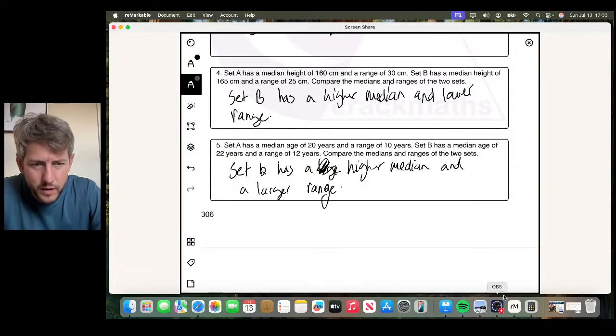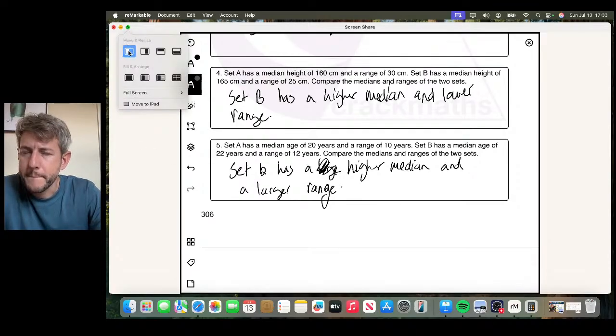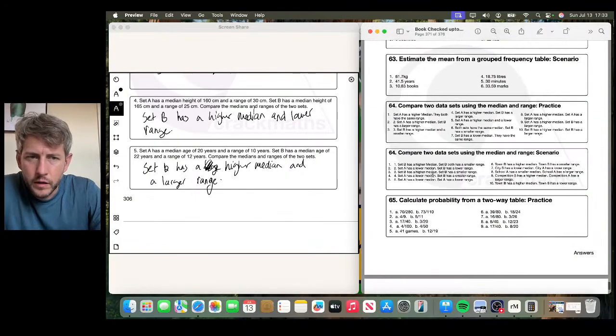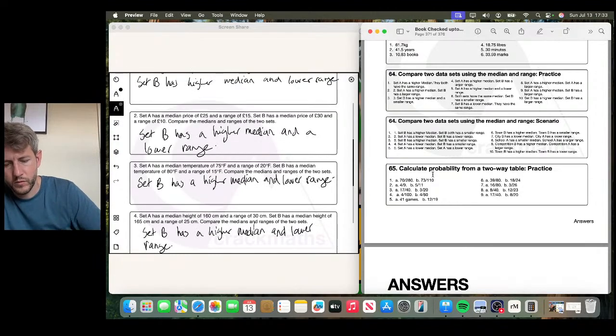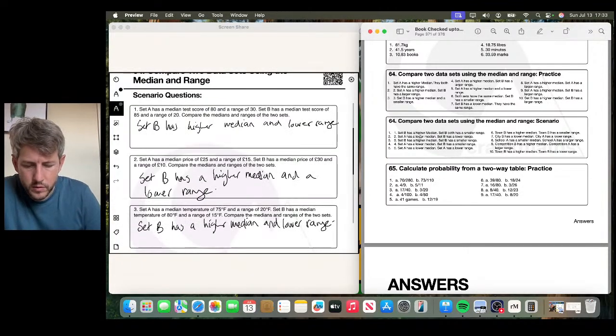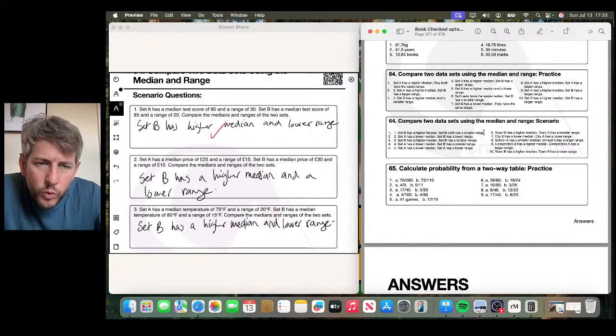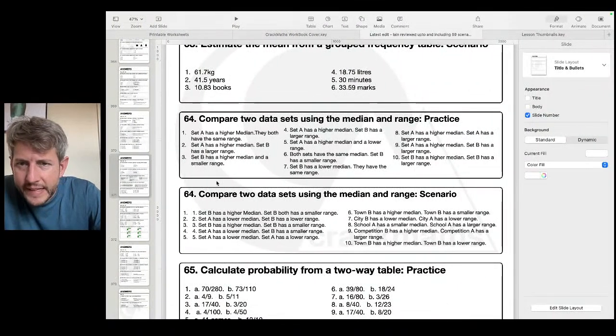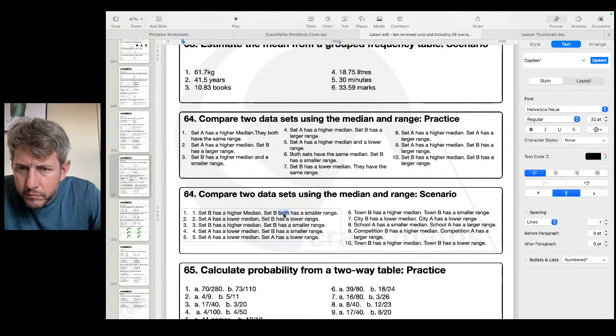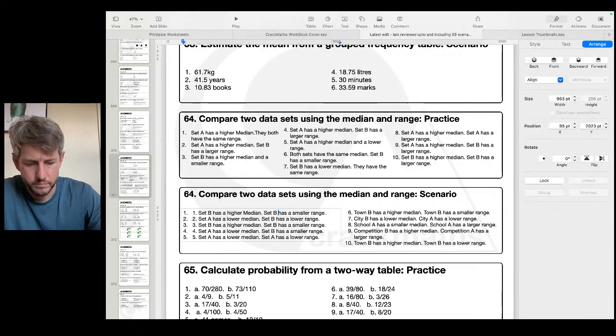Okay, let's get these ones marked. Here we go. Right. Set B has higher median. Set B has a smaller range, but there's a little both that's snuck in there, so I need to get rid of that. There we go.